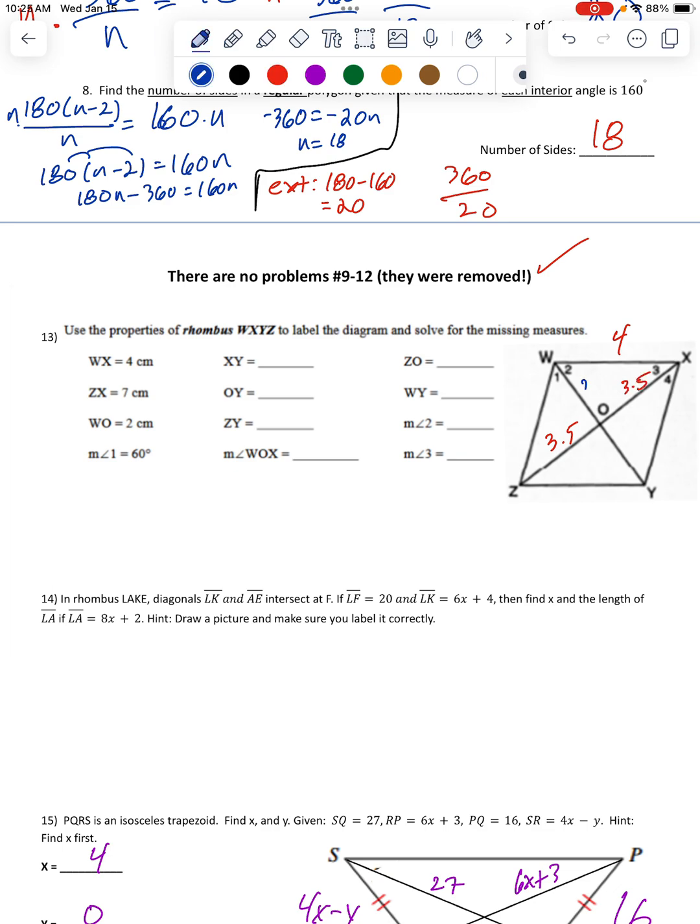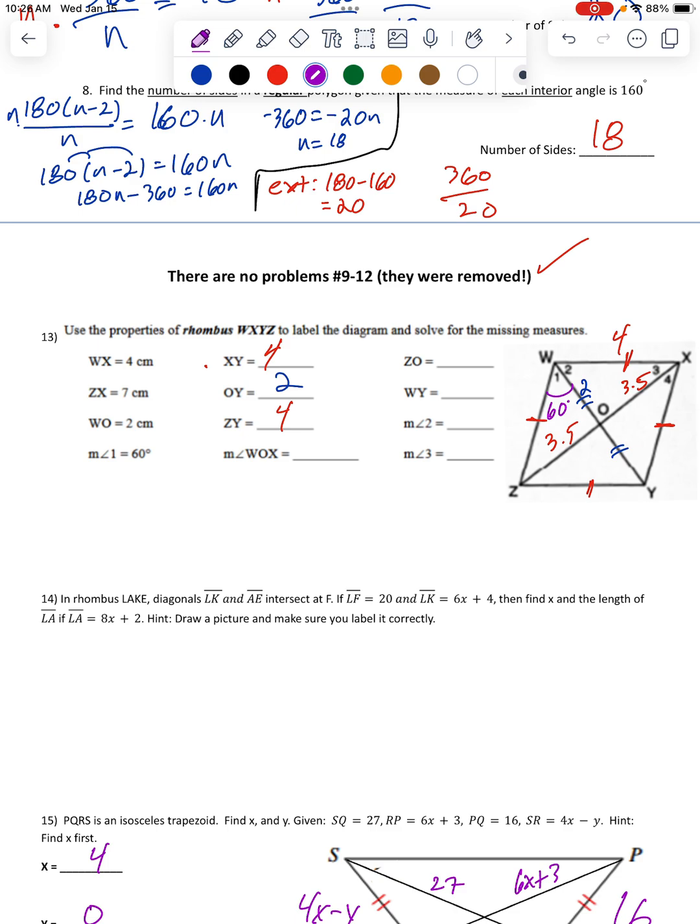WO is 2, and the measure of angle 1 is 60. All right, so let's go down the line here. XY, which is this side here. Guess what? All 4 sides in a rhombus are congruent, so that is 4. O to Y: since the diagonals are bisected, if WO is 2, then OY is also 2. ZY is one of the sides of our rhombus, so that is 4.